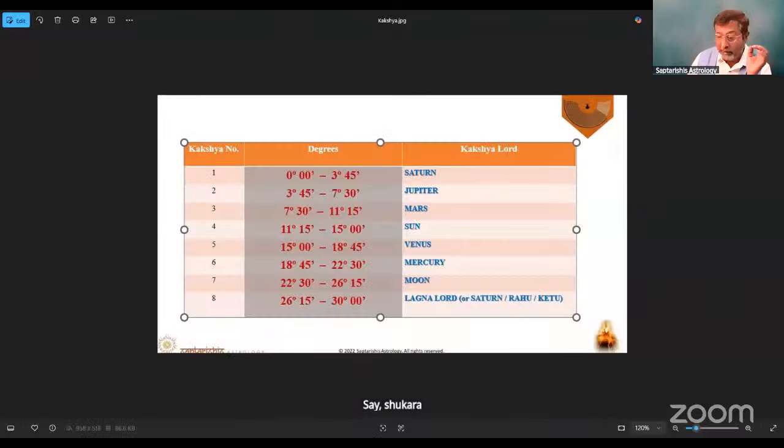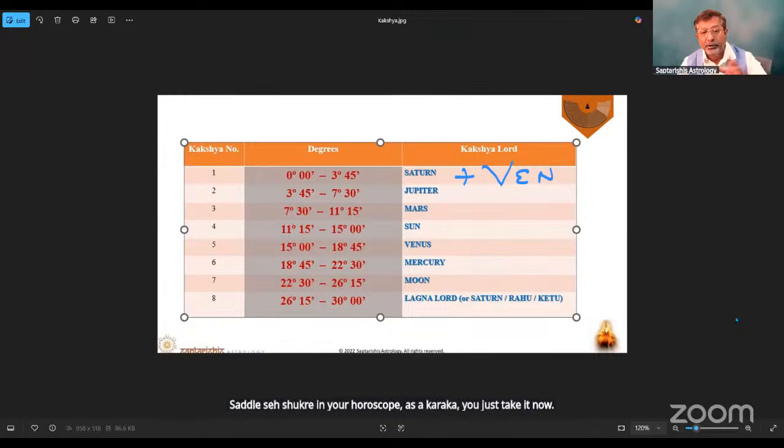So next is, what is the meaning of this? Suppose you have a planet, say Shukra, at 2 degrees. That is, it is in the first Kaksha. Correct, everybody? It is in the first Kaksha. That means it is here. So actually it is combining with the energies of Saturn. Understood? Say Shukra in your horoscope as a Karaka is at 2 degrees. That means it is in the Kaksha of Saturn. Done, everybody?